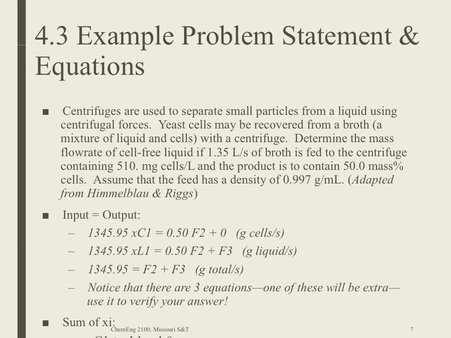But basically, it's the composition times the flow rate for each stream. So composition times flow rate, composition times flow rate, composition times flow rate. And the sums of those are going to be my cell balance. I do similarly for the liquid balance. And for the total, I just write the flow rates in and out.